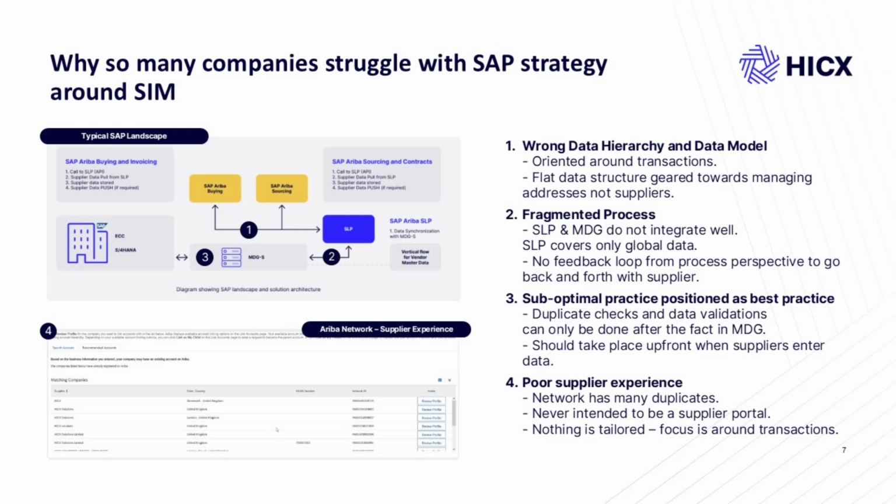And finally, if we consider the network experience on Ariba for suppliers, here we will find that suppliers must weed through those duplicates that were created in error, creating a poor supplier experience. Indeed, it was never originally intended as a holistic supplier portal. Therefore, suppliers are not able to self-service and manage their own data. Because the focus remains around the transactional piece, nothing is tailored for the optimal supplier interaction.